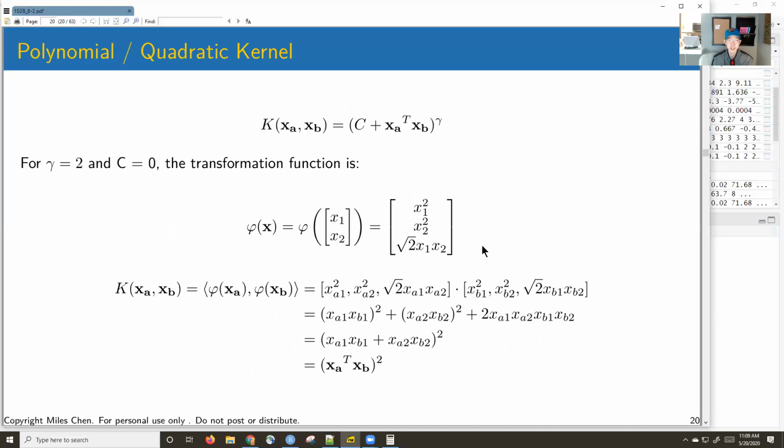Here is another example. This is what's known as a polynomial kernel. The polynomial kernel in the general form says the kernel function is going to be c plus xa transpose xb, raised to the gamma power. If you take c equal to 0 and gamma equal to 2, then that's what we call the quadratic kernel, and it is equivalent to using this phi transformation. If you apply any other values, you're going to have a different phi transformation with more terms.